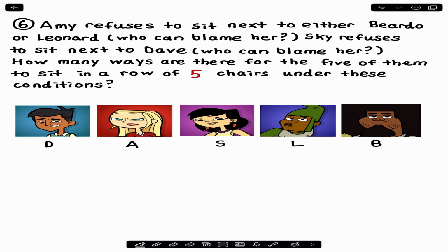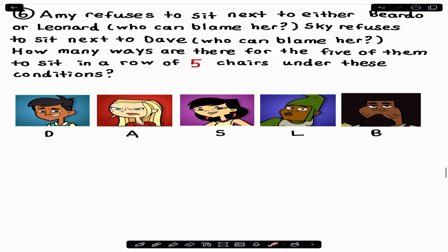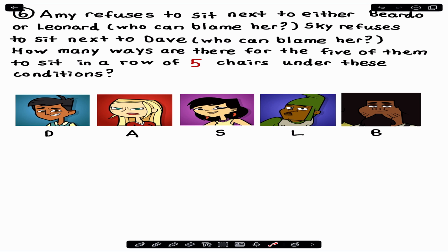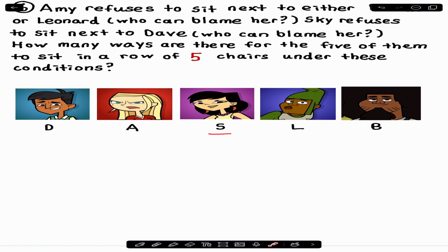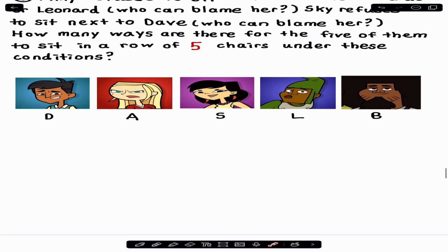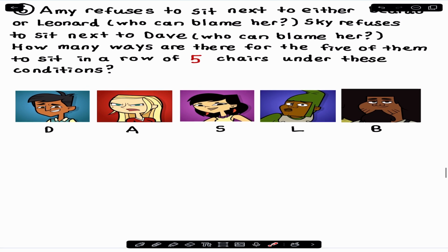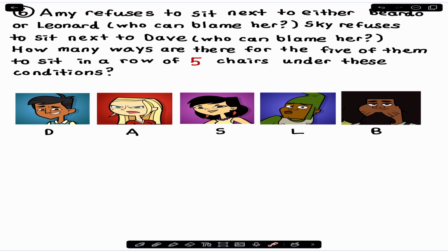So what I've done over here is I've actually given a valid seating arrangement. So we can have Dave at the end here, Amy next to him because he's not Beardo or Leonard. Sky over here can come next as long as she's not next to Dave, and then Leonard and then Beardo at the other end. So this is a totally valid combination, but this is just one example. We need to find the total number.